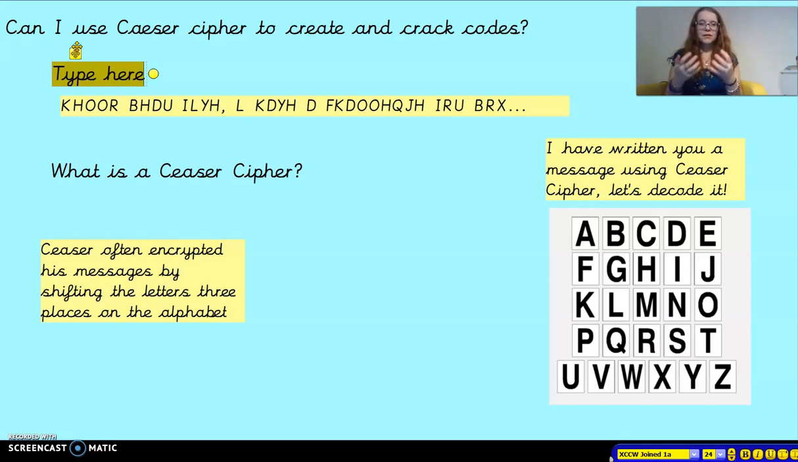So to decrypt this message, I need to take the letter K, find it on my very helpful alphabet grid, and shift it back 3 letters. So I'm going to go J, I, H. So my first letter is H. Then, helpfully, my next coded letter is also H. So I'm going to shift this one back 3 spaces.